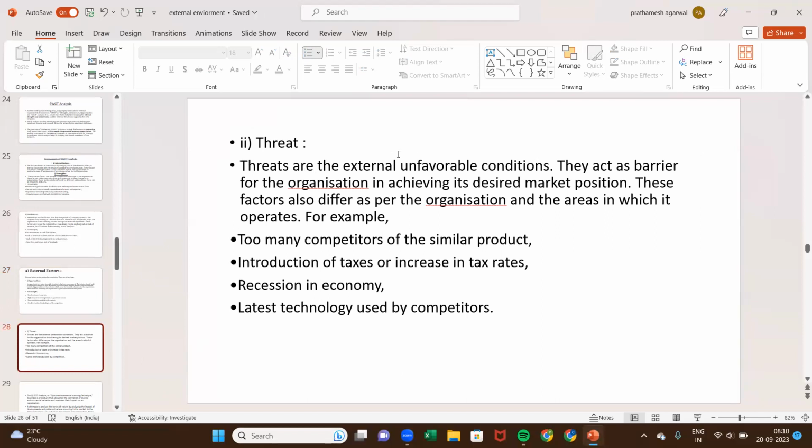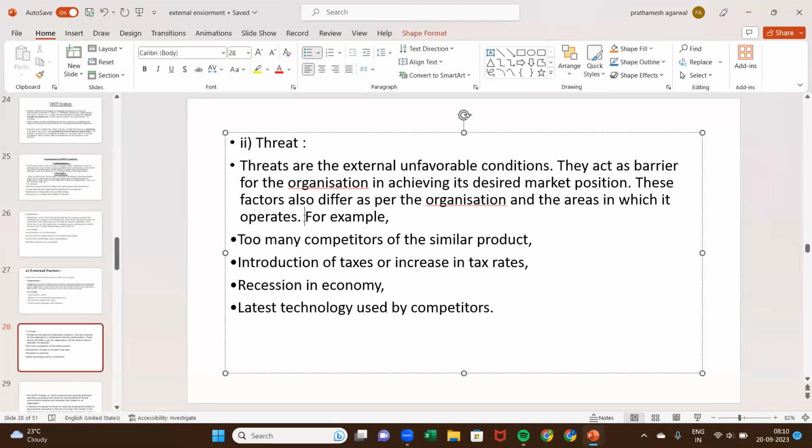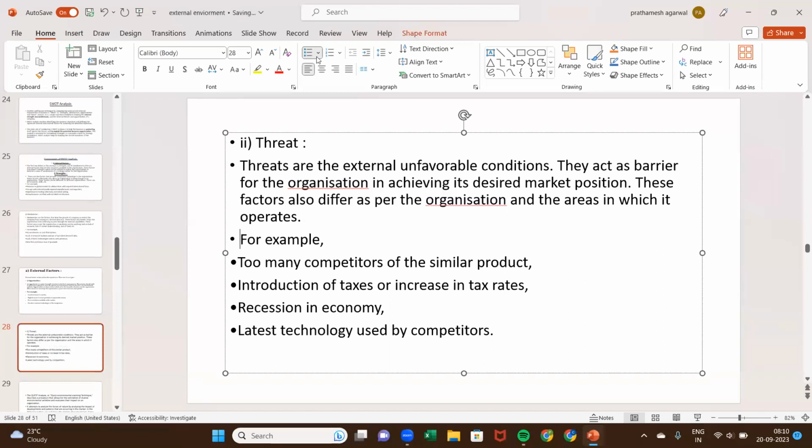Then we have threats. Threats are the external unfavorable conditions. They act as a barrier for the organization in achieving its desired market position. These factors also differ as per the organization and the areas in which it operates. For example, too many competitors of the similar product, right? Same product, there are too many competitors.